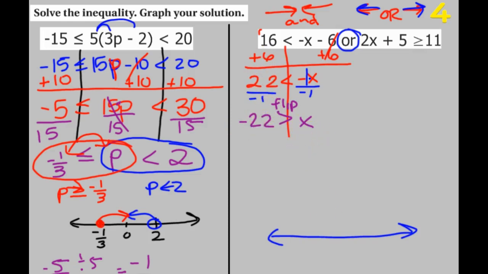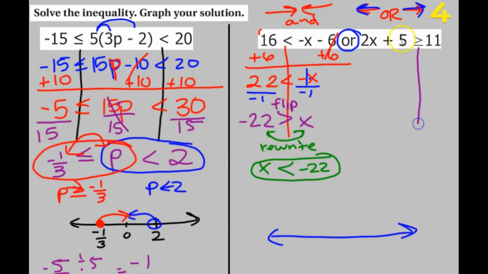But I can't graph this like this, so I need to rewrite it. So I have x, flip my symbol back the other direction, and negative 22. So there's the first number we're going to graph. The second one we need to solve as well. Get rid of adding or subtracting.